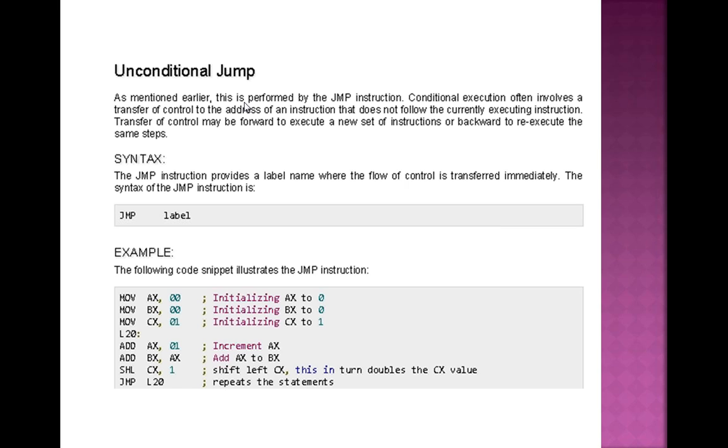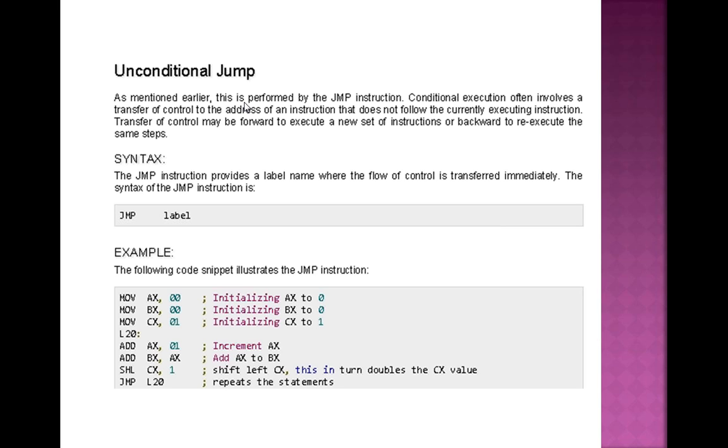Conditional execution often involves a transfer of control to the address of an instruction that does not follow the currently executing instruction. So conditional execution means on the basis of condition we can execute the instruction, or the statement. Transfer of control may be forward to execute a new set of instructions or backward to re-execute the same steps.